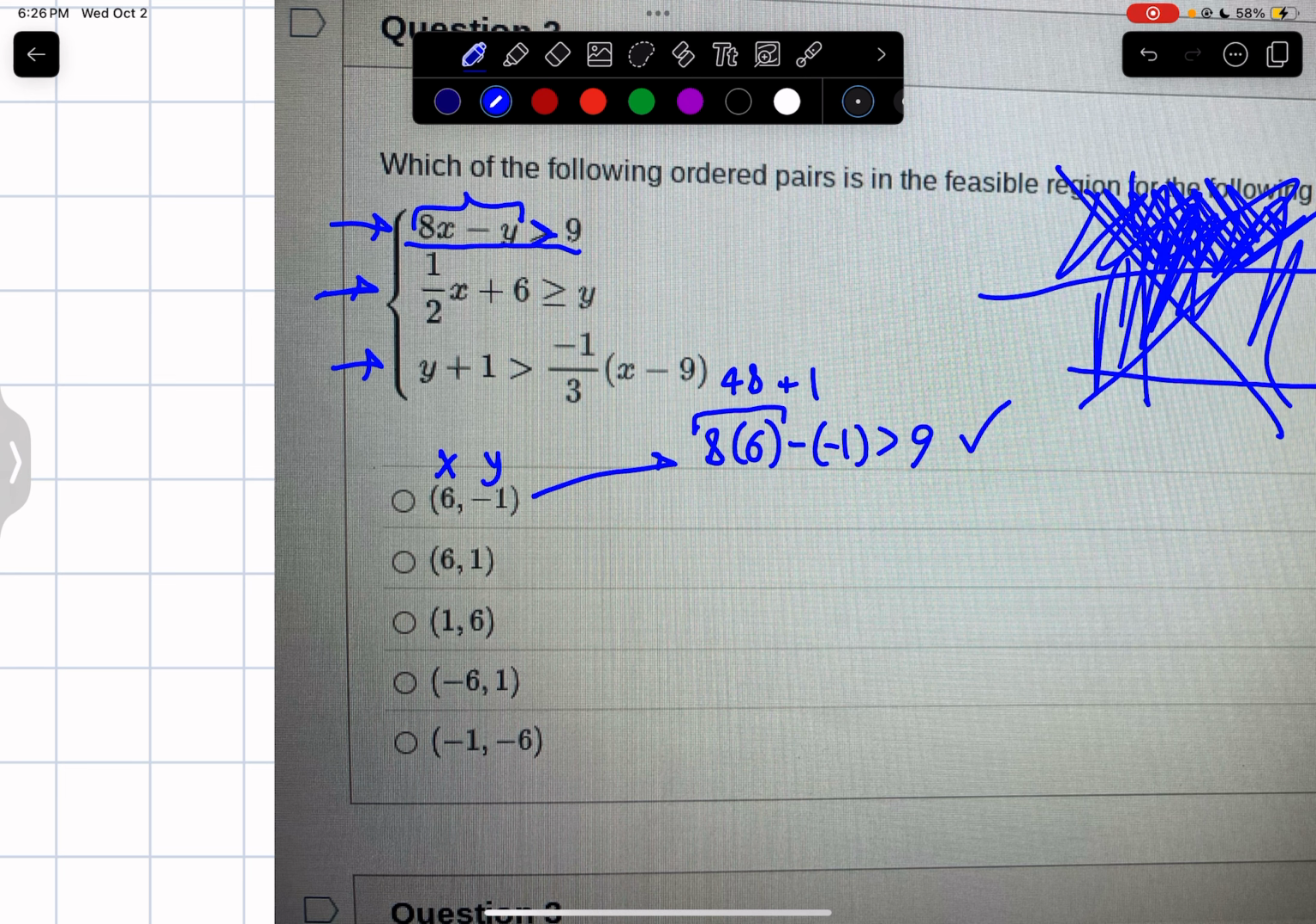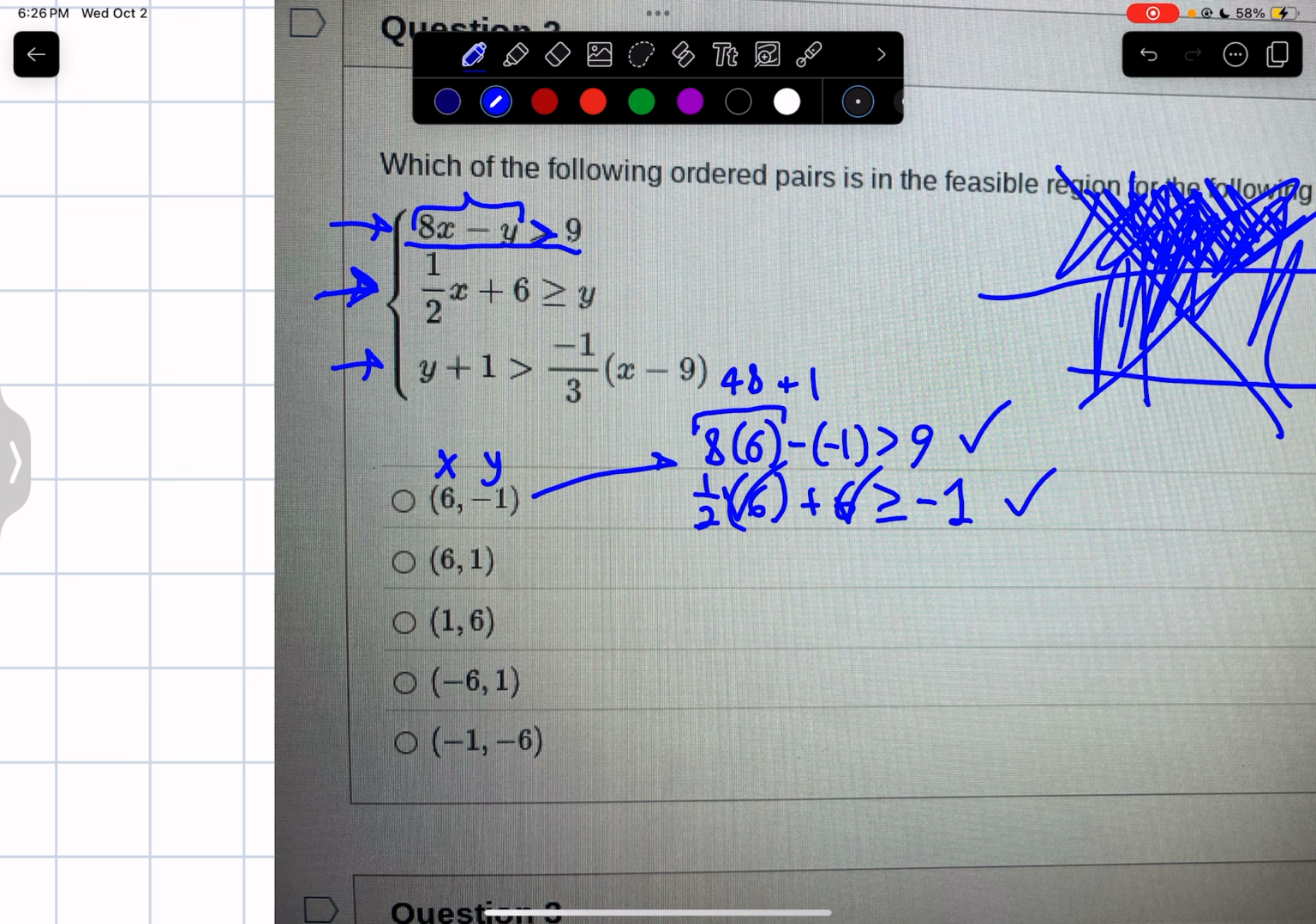Okay, now from the second inequality, 1/2 times 6 plus 6 should be greater than or equal to -1. Obviously, that's going to be true. I've got positive plus positive. That's good. Good to go.